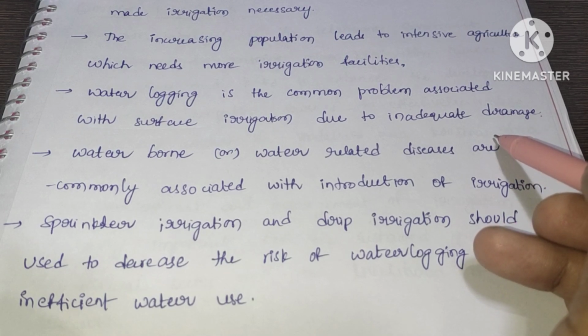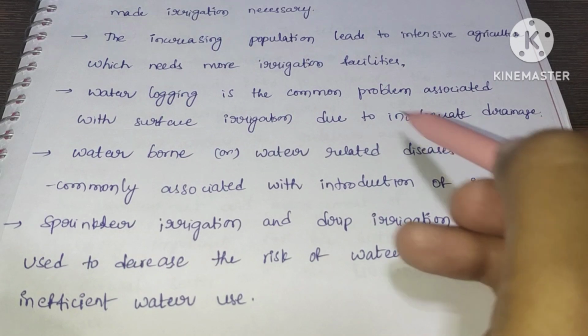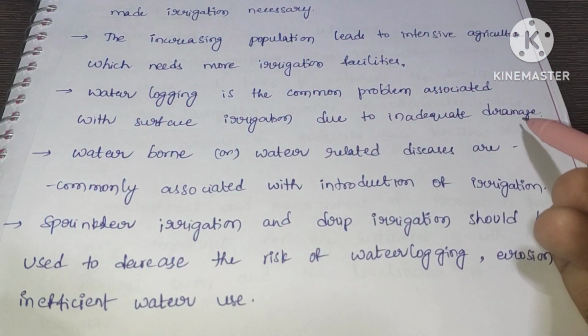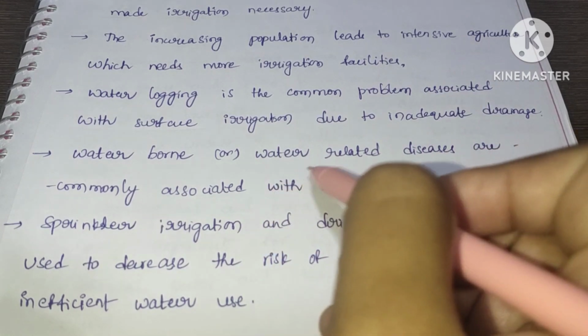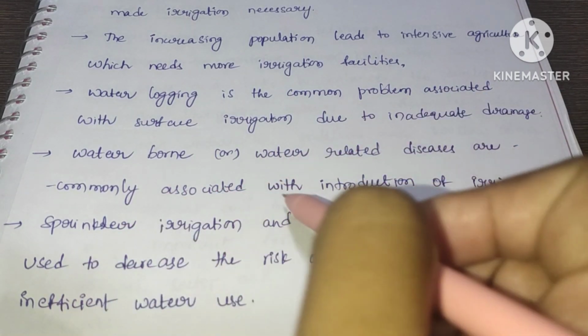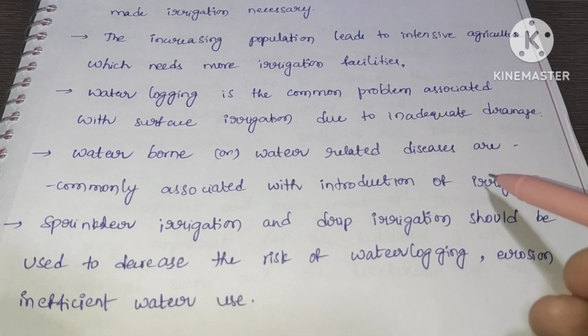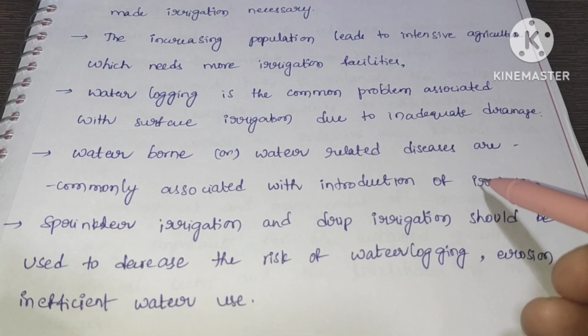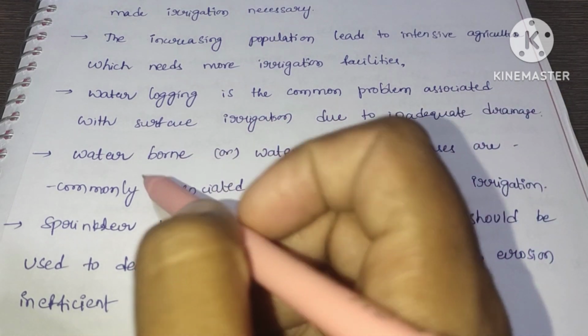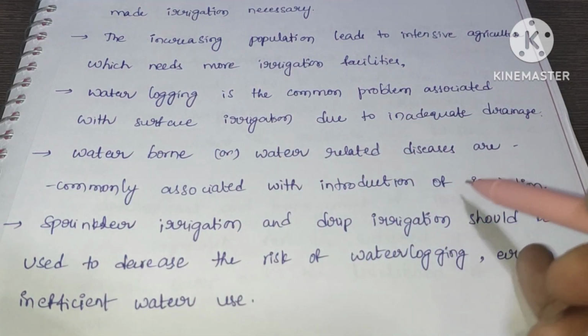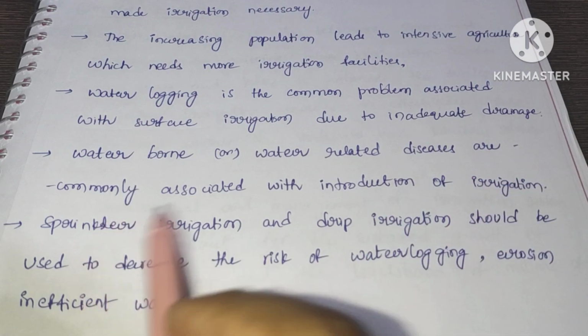When we go with surface irrigation, there is one problem: waterlogging due to inadequate drainage. Waterborne or water-related diseases are commonly associated with the introduction of irrigation. We have to introduce irrigation whenever we need water, isn't it? At that time, waterborne or water-related diseases are commonly associated with the introduction of irrigation.